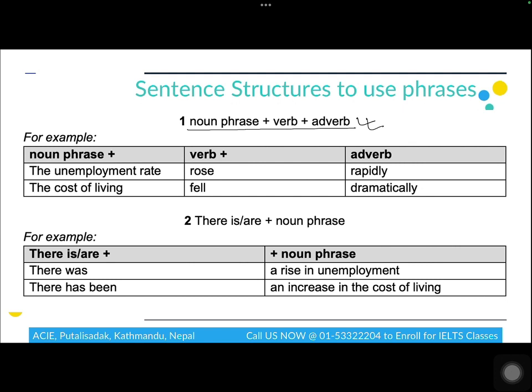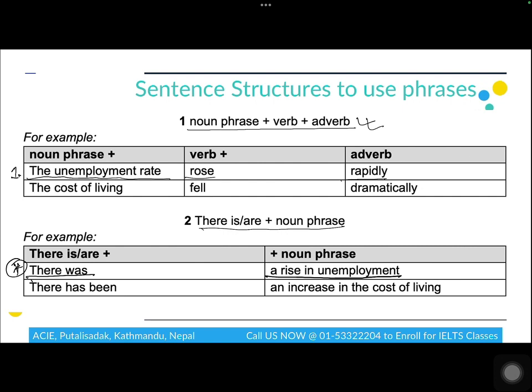This is one of the structures that you can use while writing your statements, which is noun phrase plus verb plus adverb. So the statement goes as: the employment rate rose rapidly, right? So I'm using structure number 1. Now I can say the same thing by using a different structure, which is there is or was plus noun phrase. For example, for statement number 1, how would I write it in a different manner? There was a rise in employment, or there was a rapid rise in employment, right?